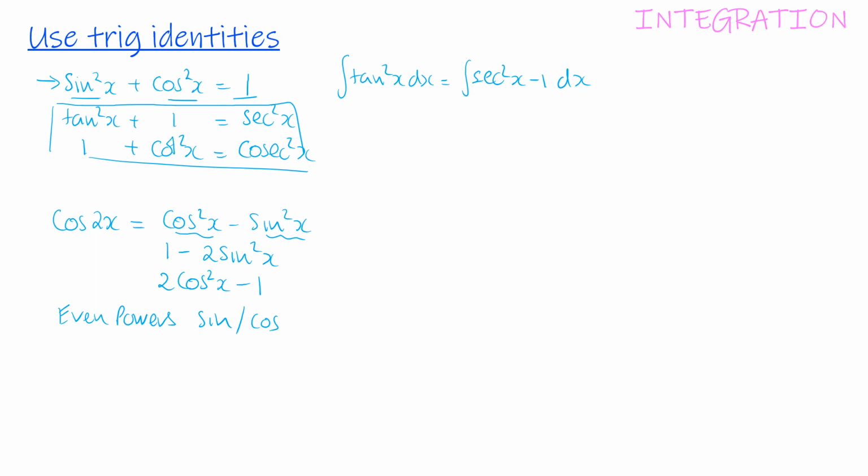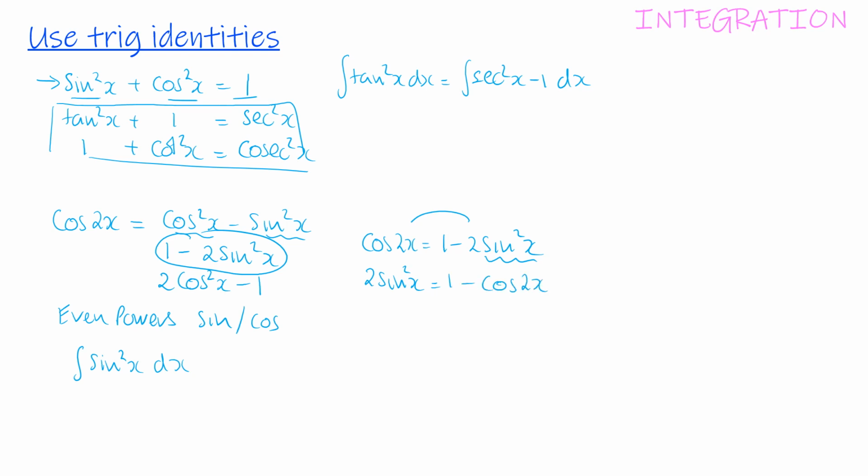So for example, if I was asked to integrate sine squared x, then I want to use this version of the cos 2x. So cos 2x is equal to 1 minus 2 sine squared x, and then what we do is make that sine squared x the subject. So we swap them over. 2 sine squared x will equal 1 minus cos 2x, and then sine squared x would be a half minus a half cos 2x.